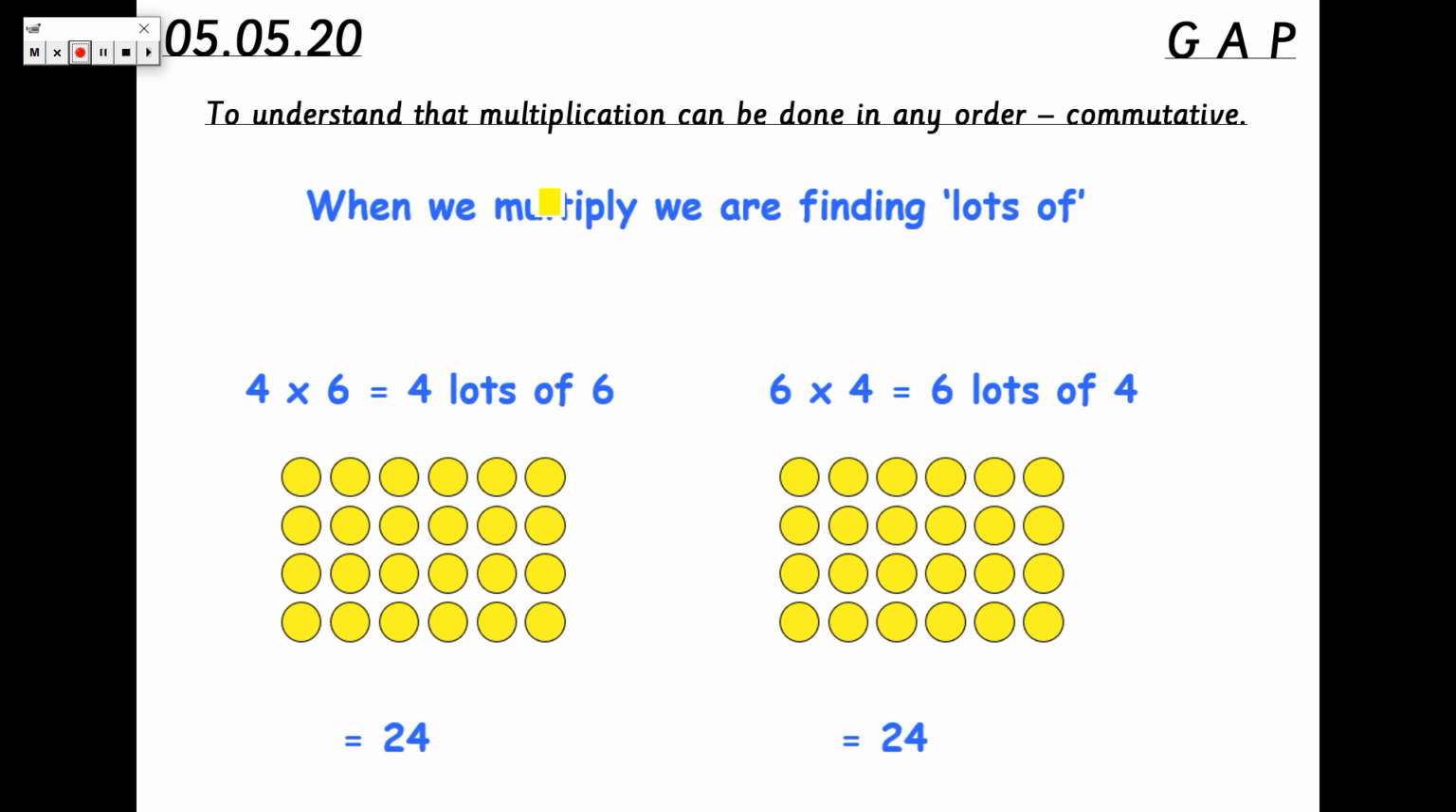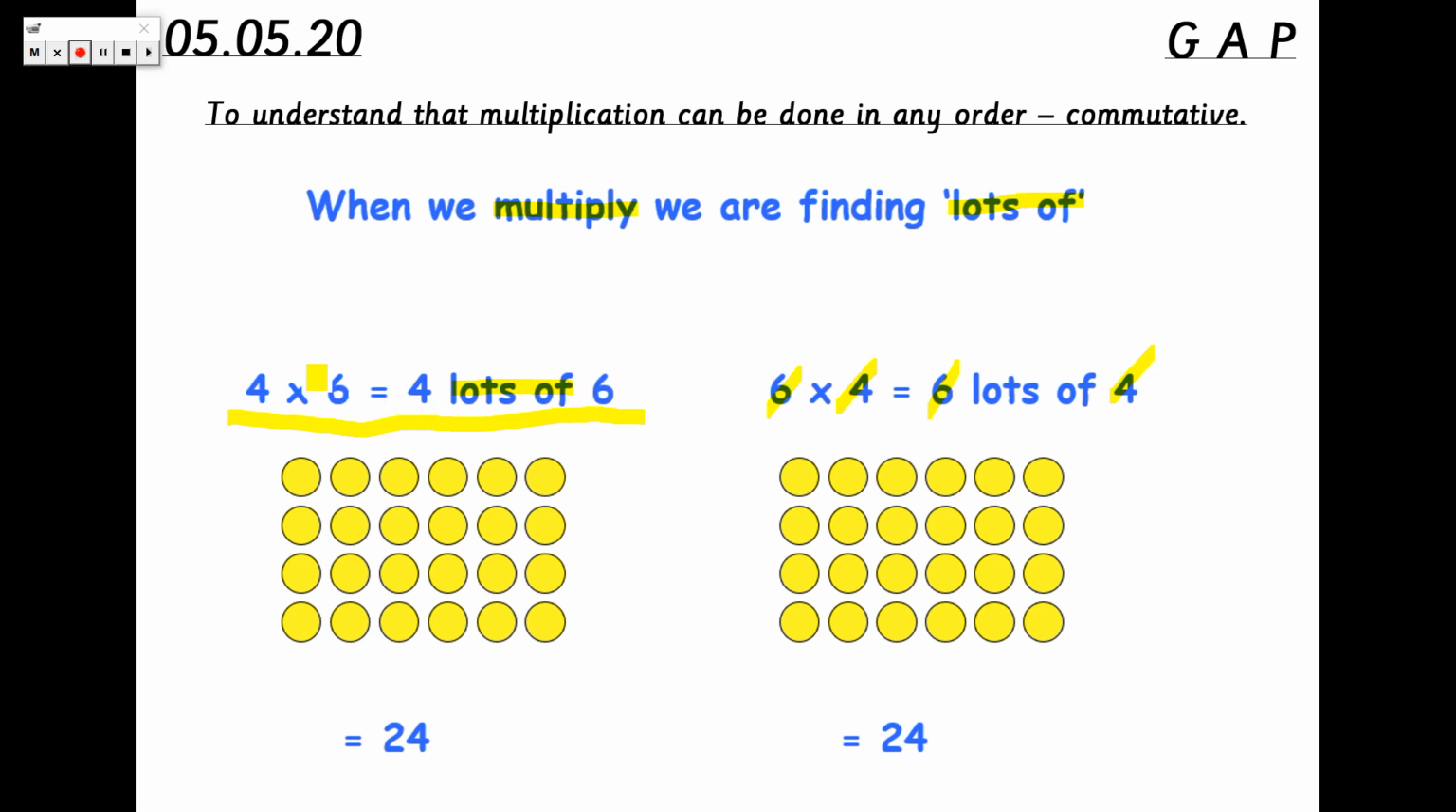So here are some key words we're going to use. Multiply is going to come up quite a number of times in today's lesson, and so is the word lots of, because we're going to be looking at multiplication in groups. So here we've got a calculation that says 4 times 6 equals 4 lots of 6, and the answer is 24.